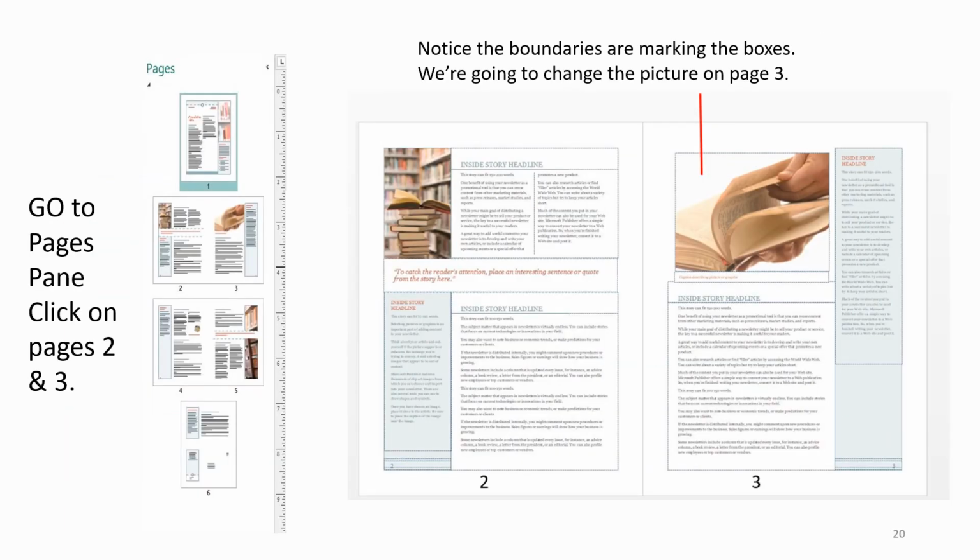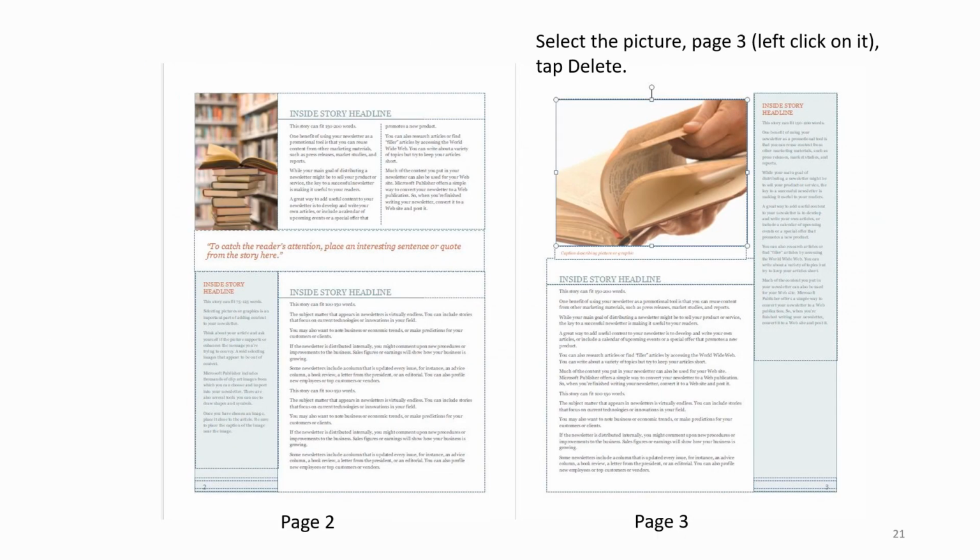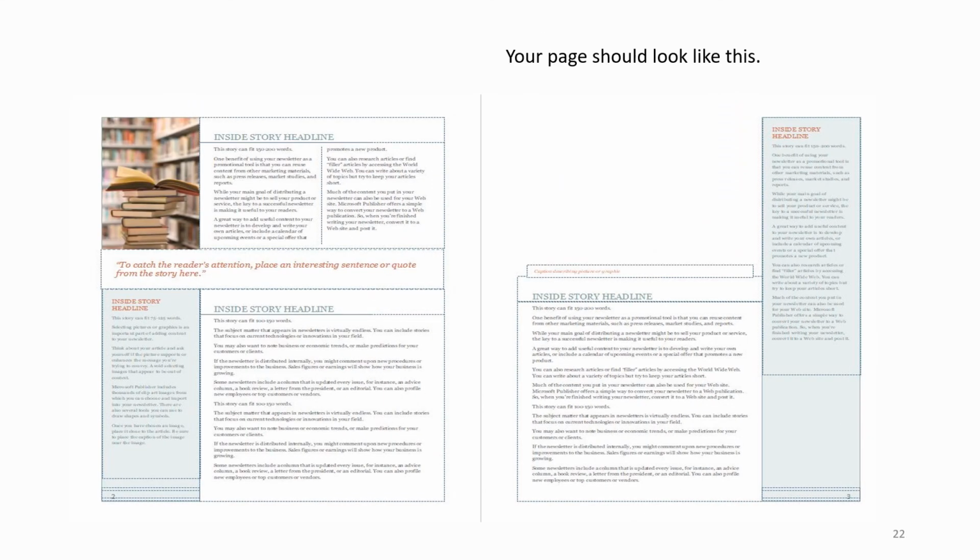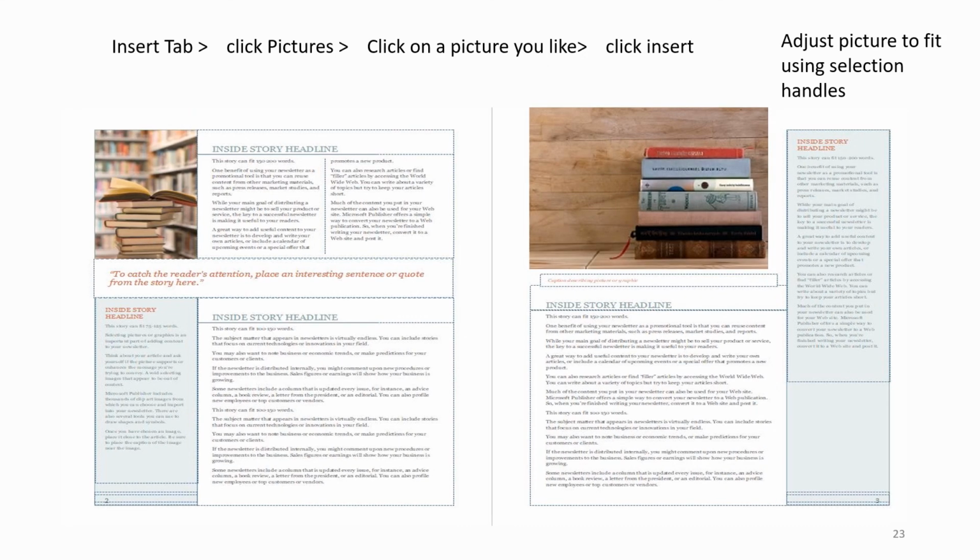Go to Pages pane and click on pages 2 and 3. Notice the boundaries are marking the boxes. We're going to change the picture on page 3. Select the picture, page 3, left click on it, tap Delete. Your page should look like this. Insert tab, click Pictures, click on a picture you like, click Insert. Adjust picture to fit using selection handles.